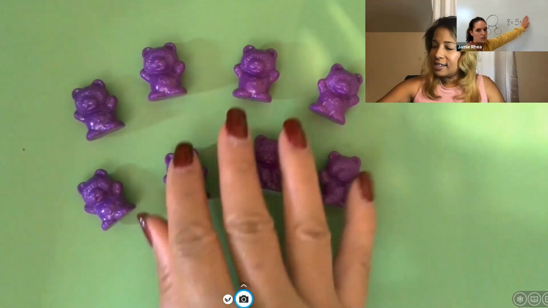So I'm going to take those 3 away and we're going to say 8 minus 5. So let's start that. 8 minus 5 equals 3. Did you notice something? I noticed something on my board. I noticed that I just moved my signs around.